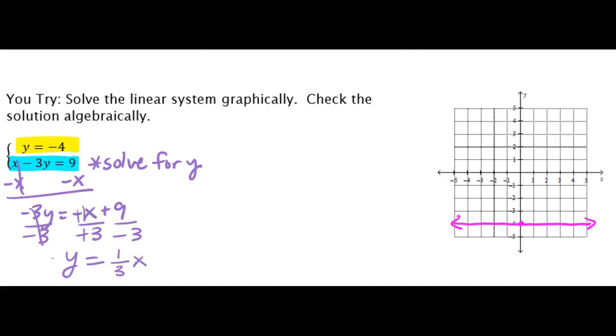I think it's easier to see the slope like that. And then 9 divided by -3 is -3. So this is the equation I'm actually going to graph. So I have a y-intercept at -3, and then my slope is 1/3.